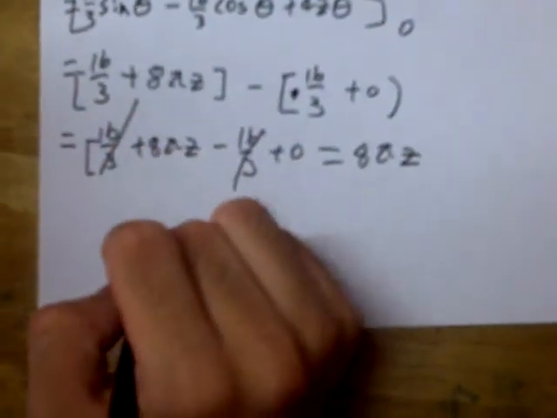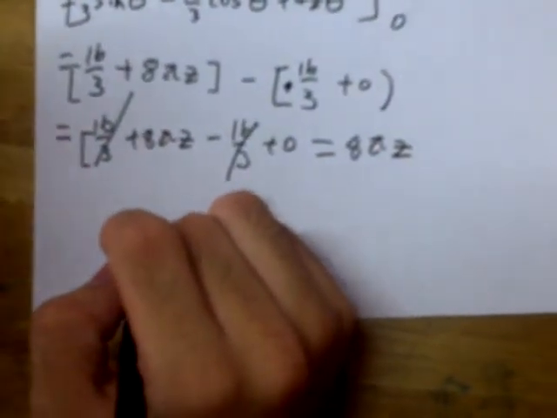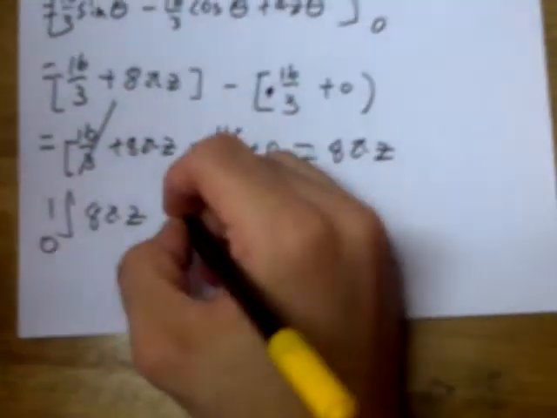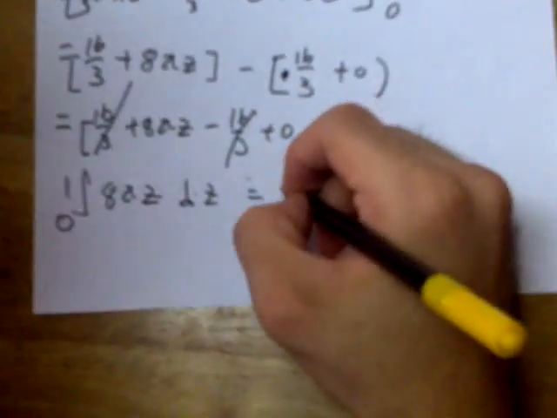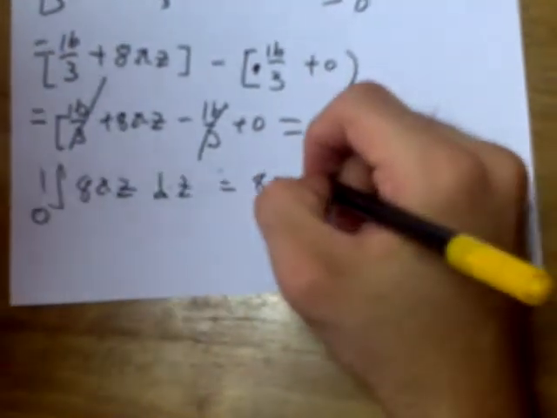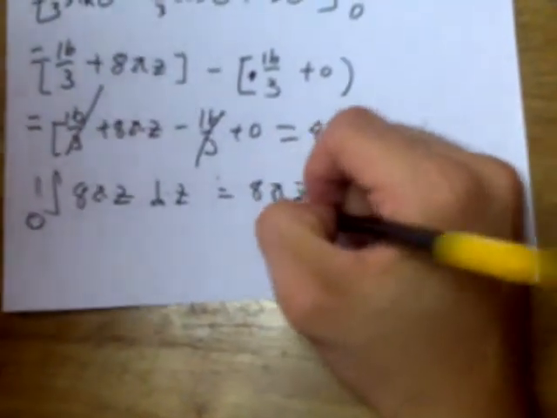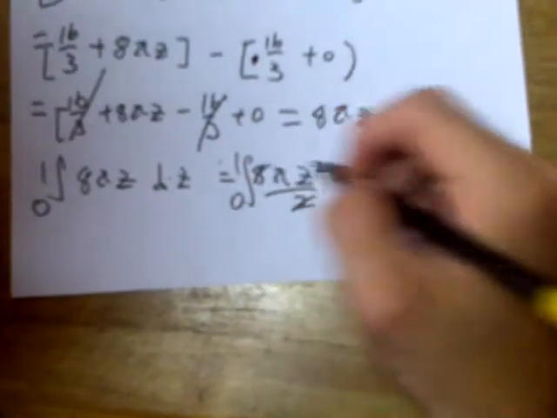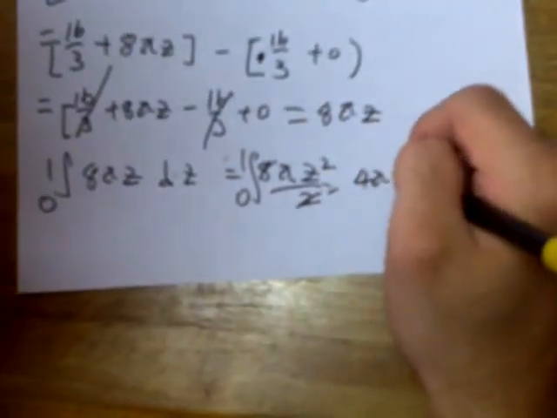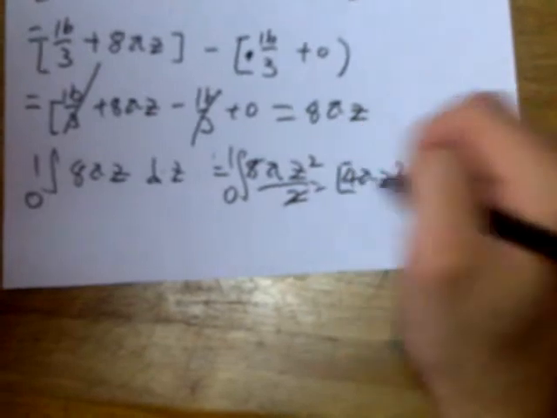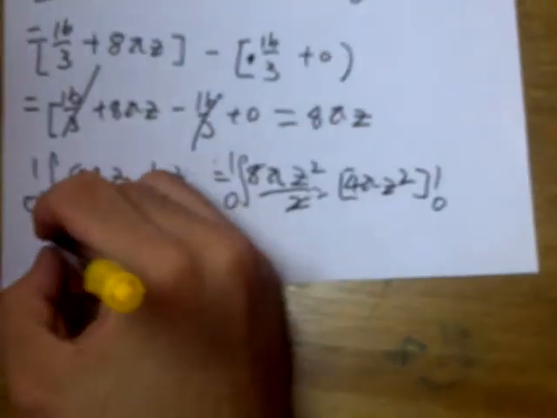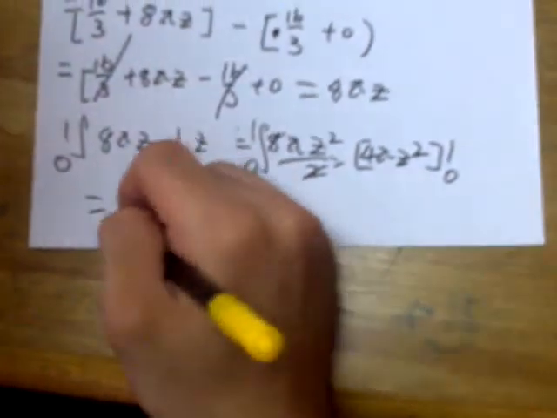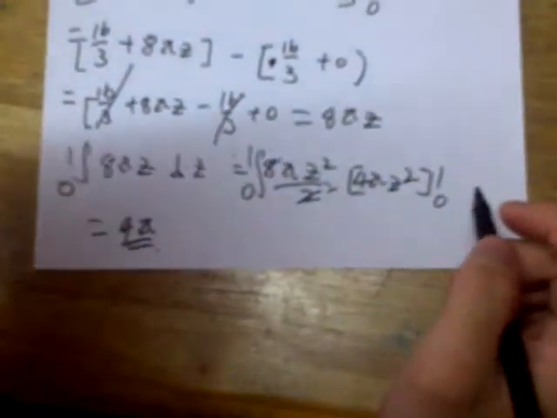So now we need to integrate this part. The integral of 8 pi z between 1 and 0 dz is equal to 8 pi z squared over 2 between 1 and 0. The 2 cancels, giving 4 pi z squared between 1 and 0, which is equal to 4 pi. So the answer for part C is 4 pi.